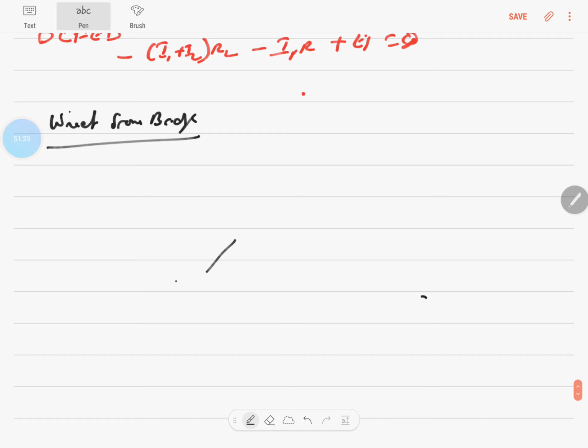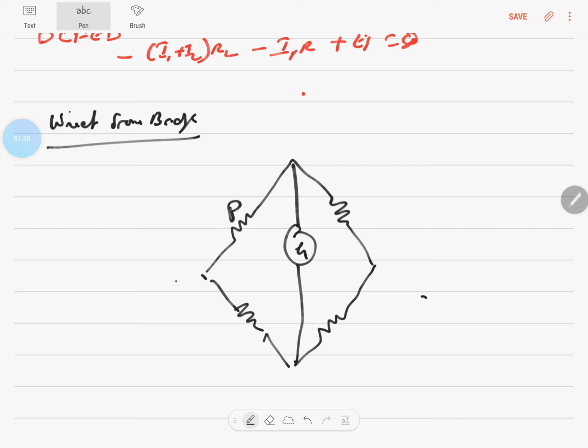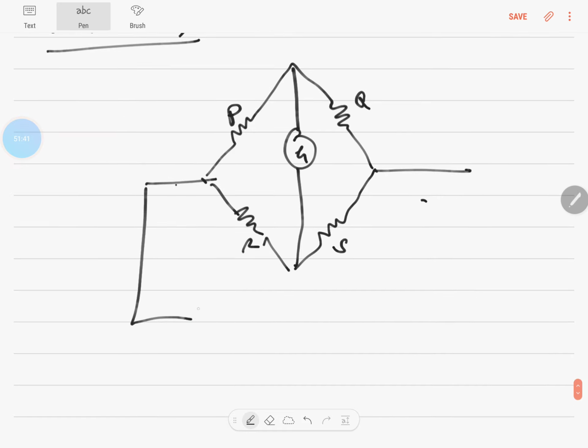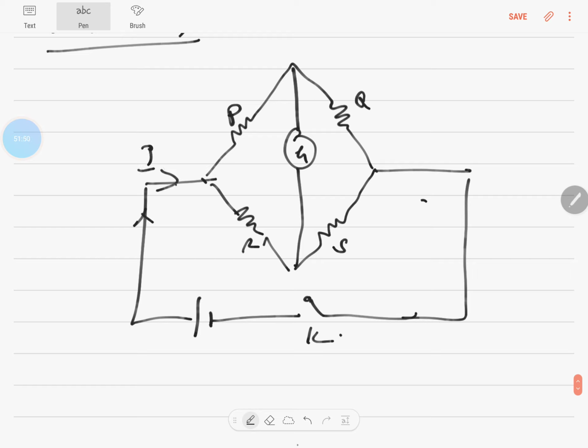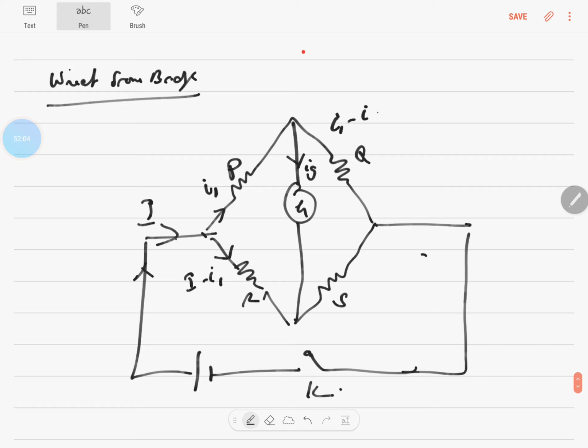It will have a resistor here, a resistor here, a resistor here, and a resistor here, and a galvanometer here. Let's call these P, Q, R, S. Connect this to the external circuit. You have a battery and a key. The key can be closed, and suppose a current I is getting in. If this is I1, this will be I minus I1, correct? And since this is IG, this will be I1 minus IG.